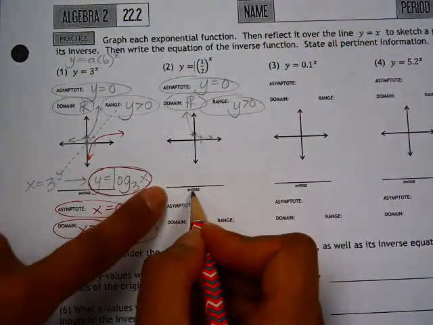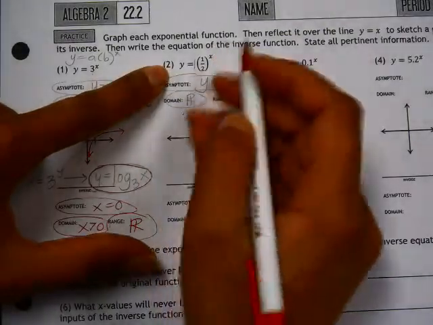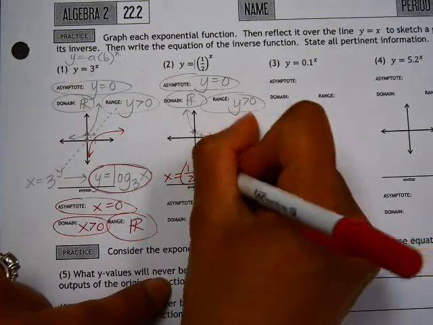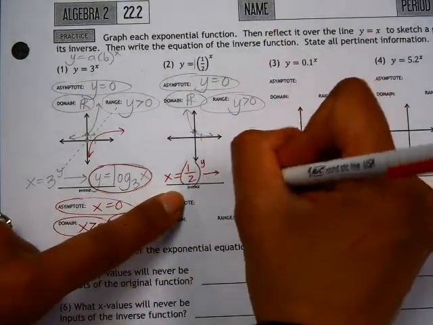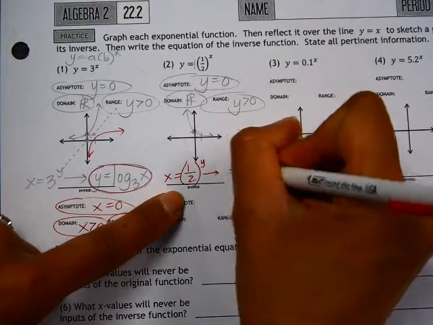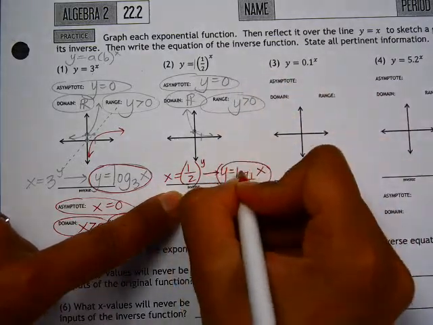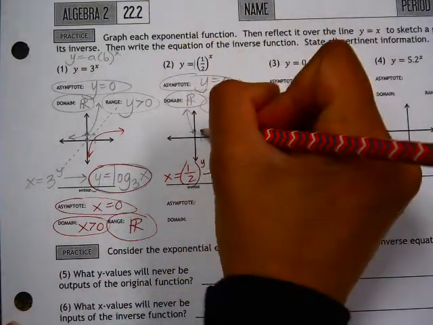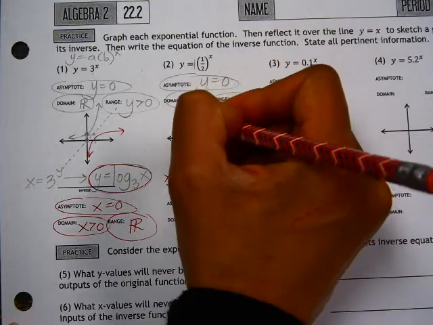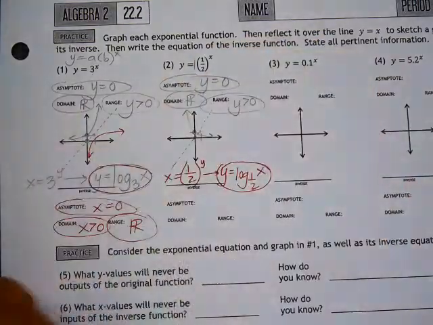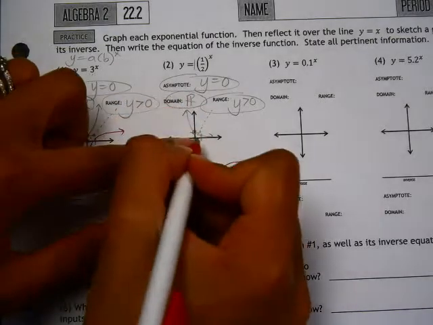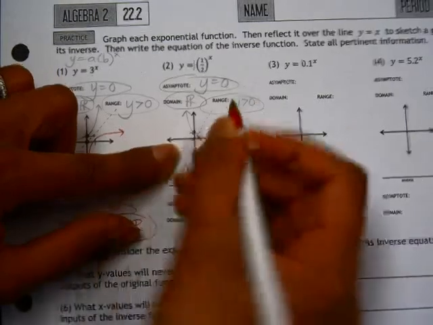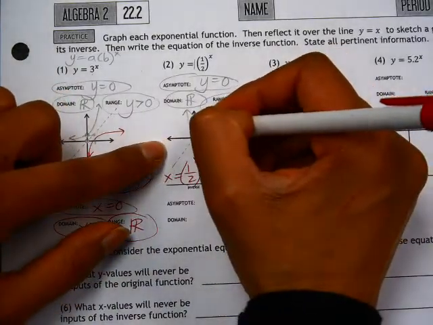Now let's look at the inverse equation. If we switch x and y, we have x equals 1/2 to the y, which rewritten is log base 1/2 of x is equal to y. So the graph of this inverse equation will be the reflection of this graph over the line y equals x again. So this portion of the graph, when reflected, will be over here. And this little piece of the graph, when reflected, will be up here.